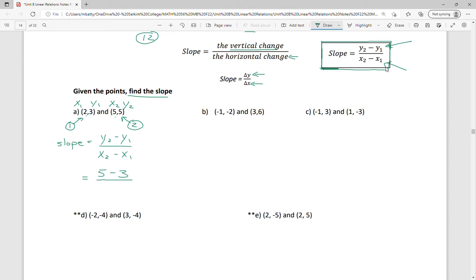Okay, so that's my y2 and y1, and then I'm going to do x2 and x1. So that's a 5 minus 2.